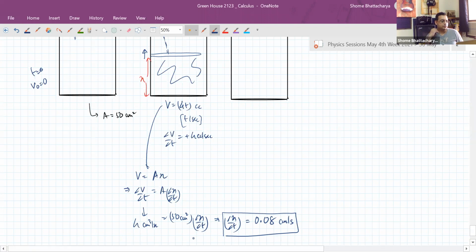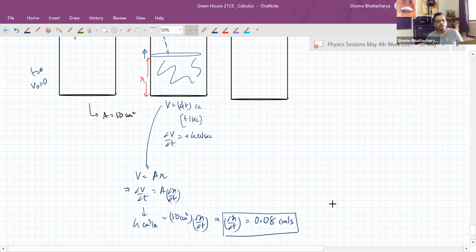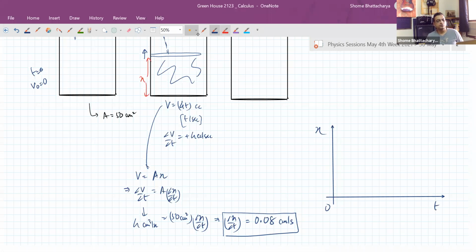Is this point clear to all of you? Okay, so if I think of an x versus t graph, what is happening for the first 120 seconds or 2 minutes?